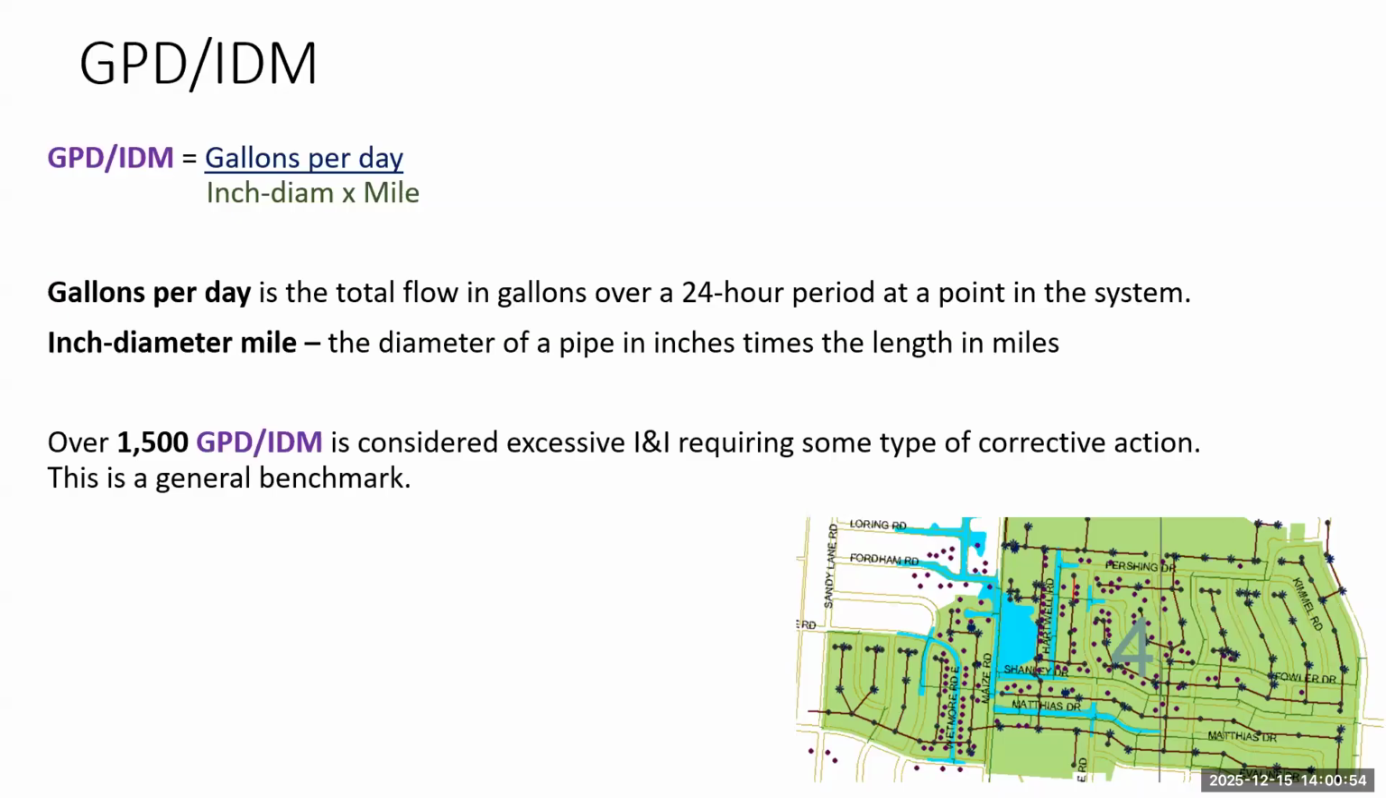And that benchmark, it's somewhat arbitrary, but it's a well-used benchmark, and that is 1,500 gallons per day per inch diameter mile. If we're over that, that's considered excessive I&I, and we need to take some kind of additional action to differentiate between inflow and infiltration and some type of corrective action. It might be repairing pipes that have cracks and open joints. It may also be removing interconnection between the storm sewer and the sanitary sewer.